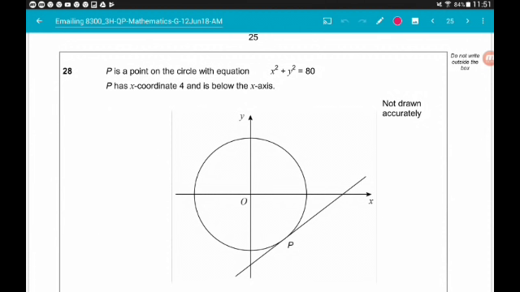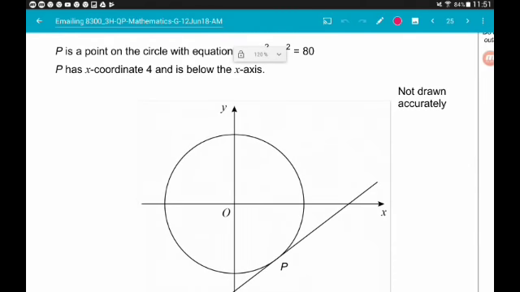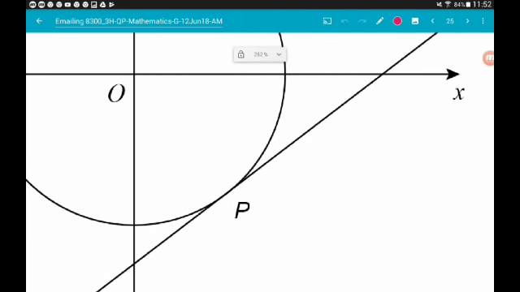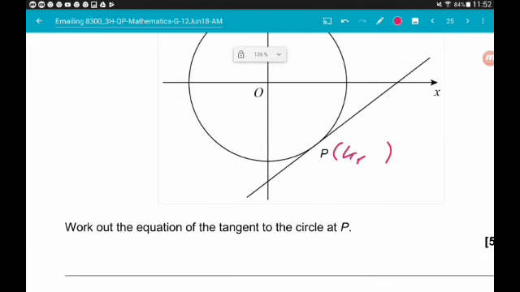So point P lies on the circle with equation x squared plus y squared is equal to 80. Point P has x coordinate 4 and lies below the x-axis. So we know the x coordinate is 4, we don't know the y coordinate just yet. So we want to work out the equation of the tangent to the circle at point P.